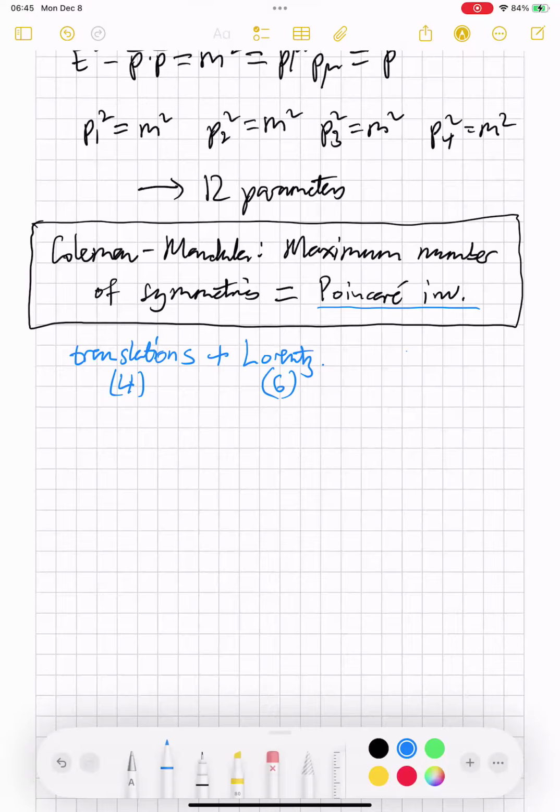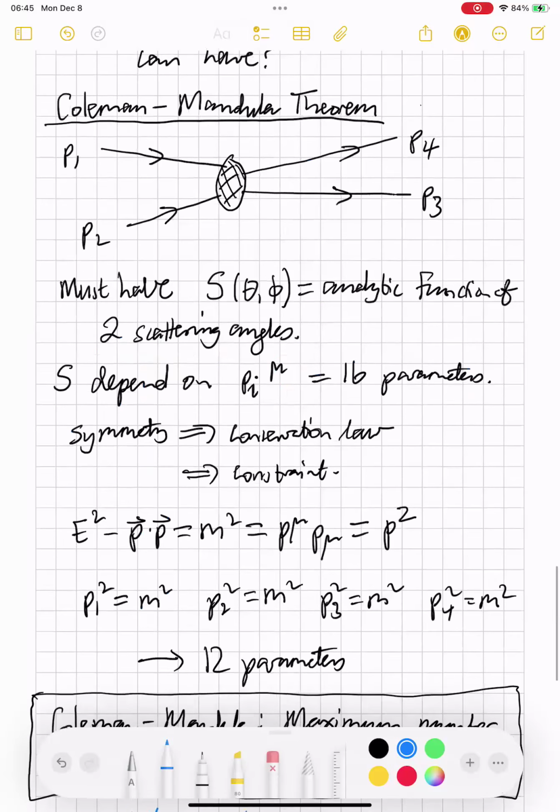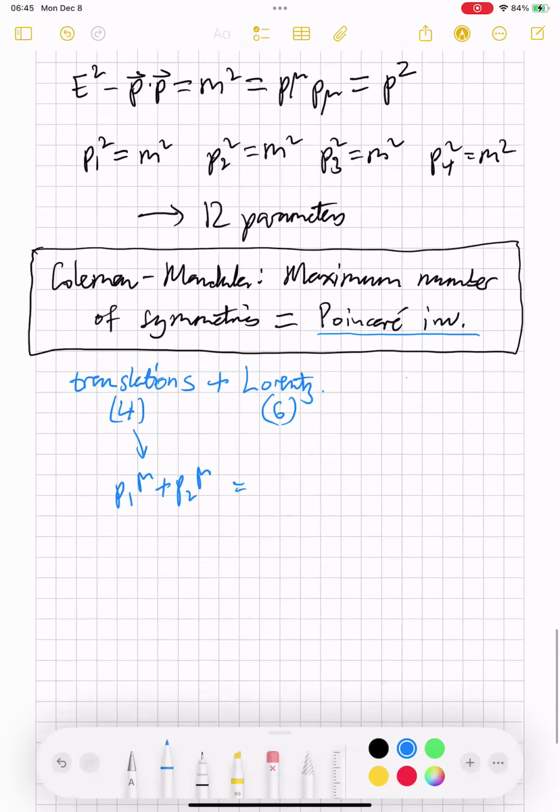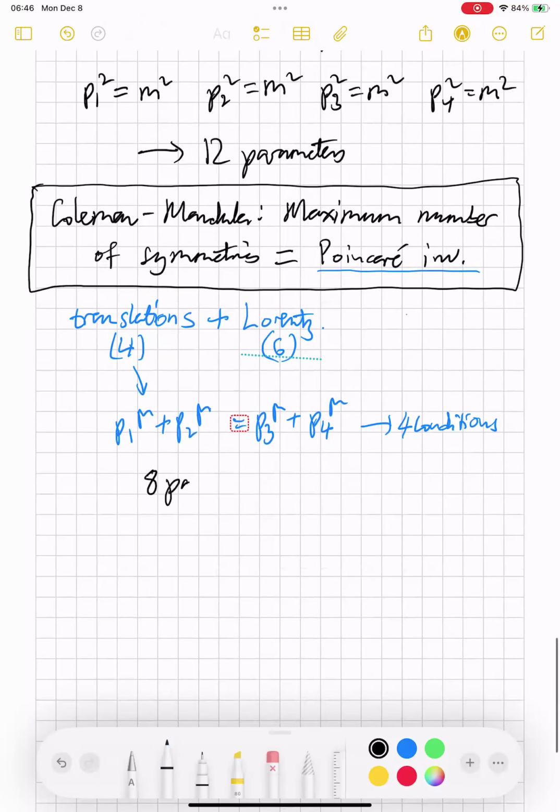And the logic is, for example, look at the translations. From the translations, we have some symmetries. What they tell us is energy and momentum is conserved. So P1 mu plus P2 mu, the sum of the 4 momenta before the scattering, has to be equal to P3 mu plus P4 mu, which is the sum of the momenta after the scattering. This imposes another 4 conditions. And so after you finish this, you get a total of 8 parameters.